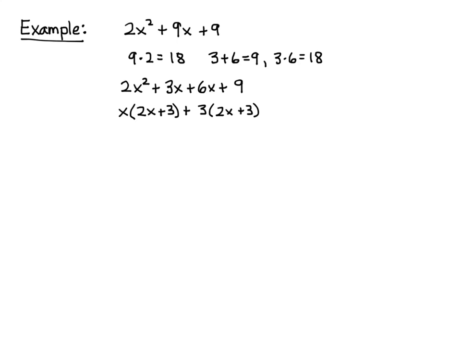And so we factor out an x and a 3 from the first and second pairs. And then we notice we have a 2x plus 3 that we can factor out. And so we get that as the factorization.